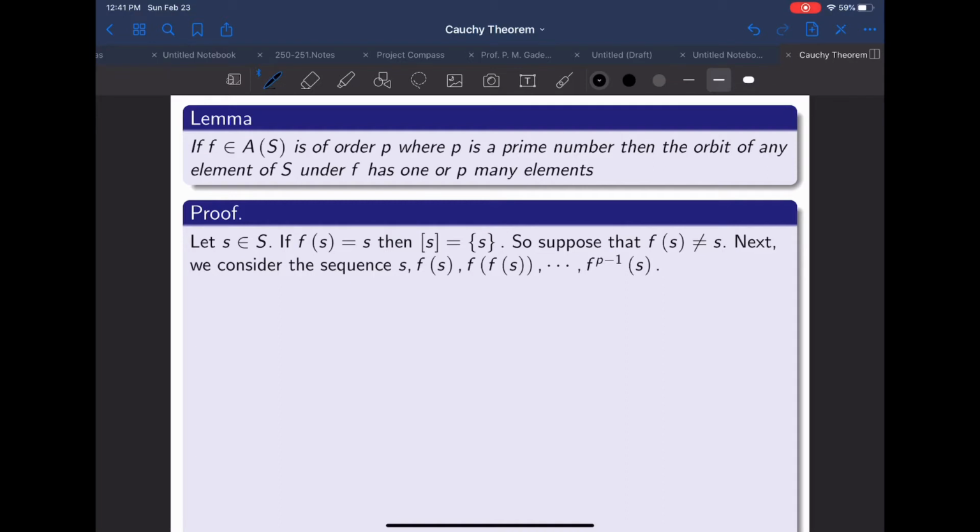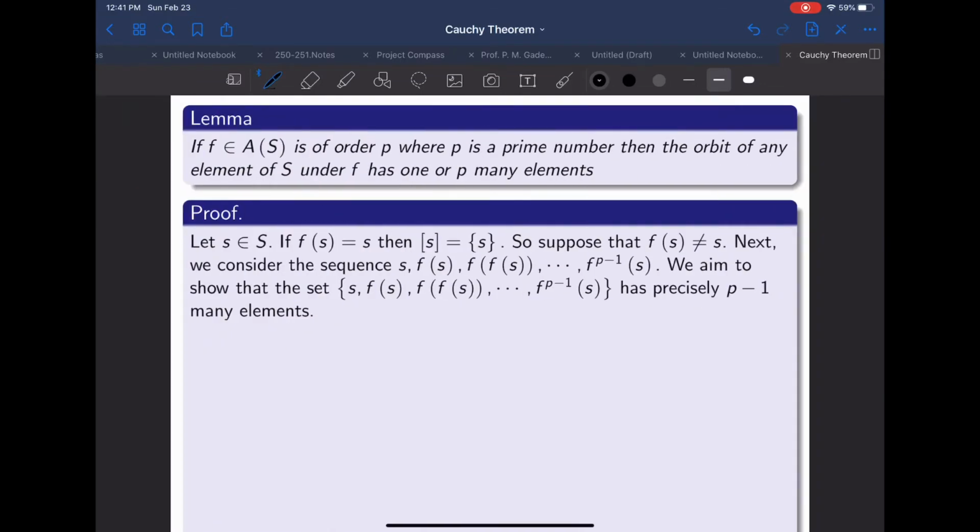Now we consider the sequence s, f of s, f squared of s, all the way till we compose f with itself p minus 1 many times, and we apply all of these functions to s. Then we hope to show that this set here has precisely p many elements. Okay, so in other words, none of these elements here can repeat themselves. That's the idea. So every single time that you are applying f, or a composition of f with itself j many times, you're getting a distinct element until you hit p minus 1. That's what this is saying.